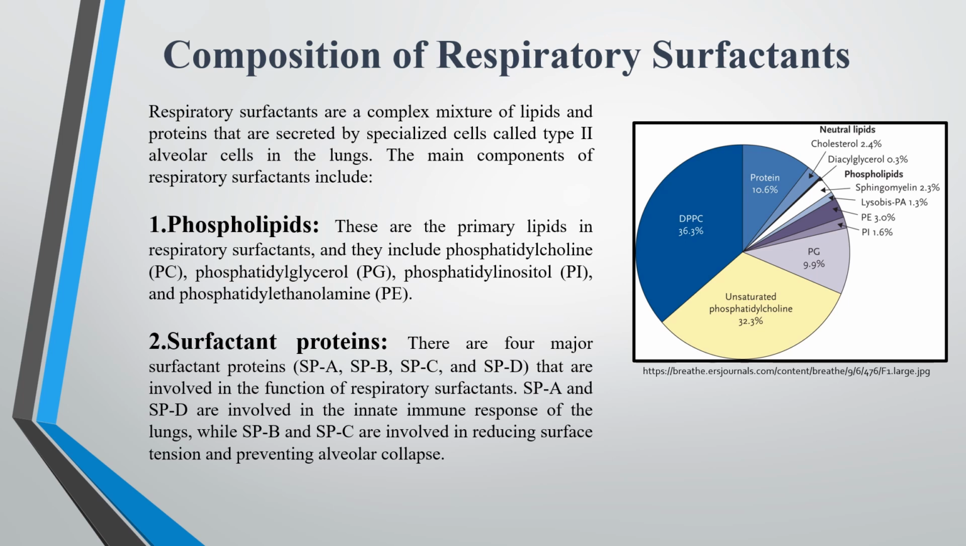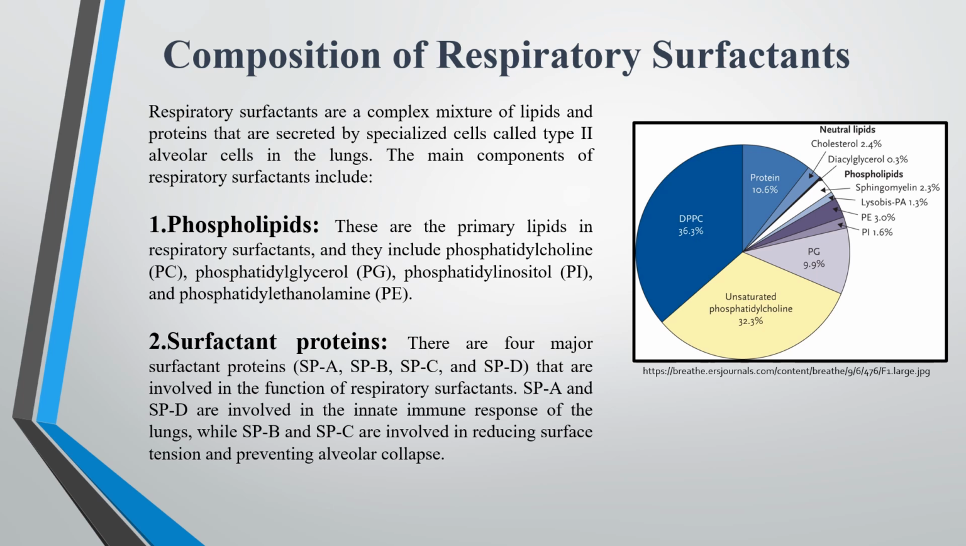The most abundant phospholipid in respiratory surfactants is phosphatidylcholine (PC), accounting for approximately 70 to 80 percent of the total phospholipid content. Other phospholipids found in respiratory surfactants include phosphatidylglycerol (PG), phosphatidylinositol (PI), and phosphatidylethanolamine (PE).